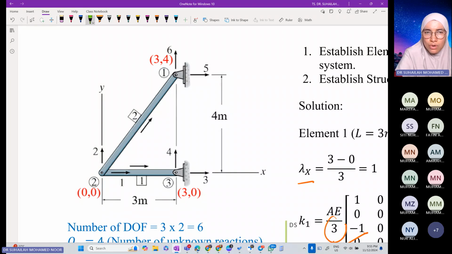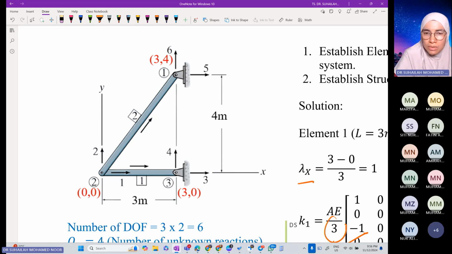Untuk nodes kita akan letak number dalam circle, bulatan. And kalau you tengok kat sini ada lagi number dalam square. Number dalam square ni is referring to element. Element 1, element 2, element 3. Kita tak sebut member AB, but kita sebut element 1. Kita tak sebut member BC, kita sebut element 2. So element dalam stiffness method, element kita labelkan in numbering dalam kotak, dalam square.